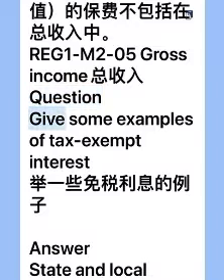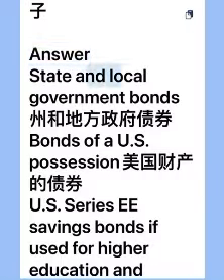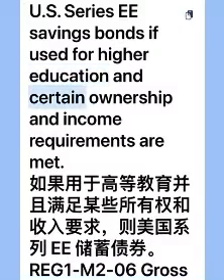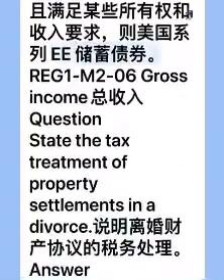Reg 1 M2-05 Gross income. Question. Give some examples of tax-exempt interest. Answer. State and local government bonds. Bonds of a U.S. possession. U.S. Series EE savings bonds if used for higher education and certain ownership and income requirements are met.